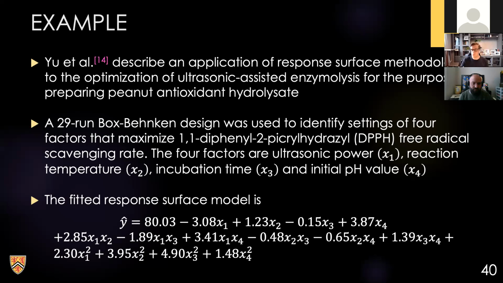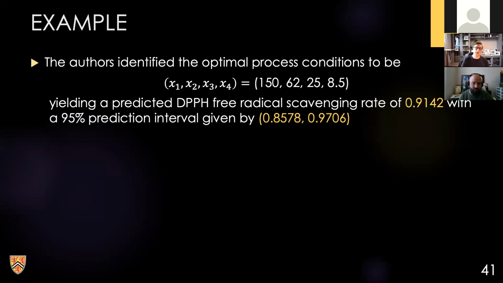And with this response surface, they identified that the optimal factor levels were x1 equal to 150, x2 equal to 62, x3 equal to 25, and x4 equal to 8.5. And they found that at that optimum, their model predicted the response to be 0.9142, and then we've got the 95% prediction interval shown there as well.